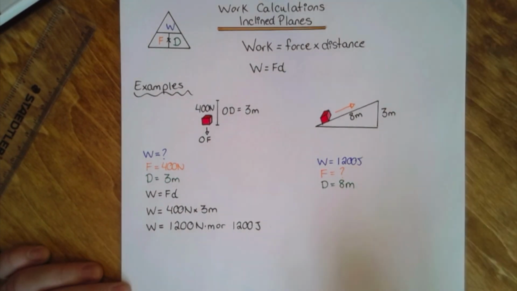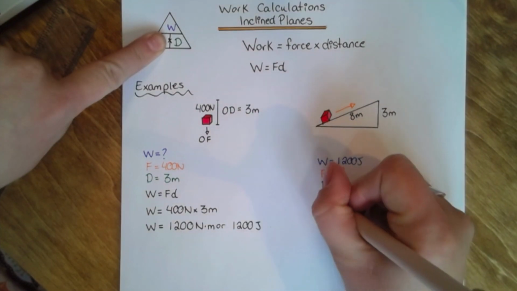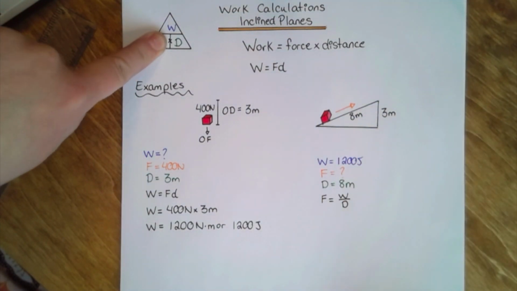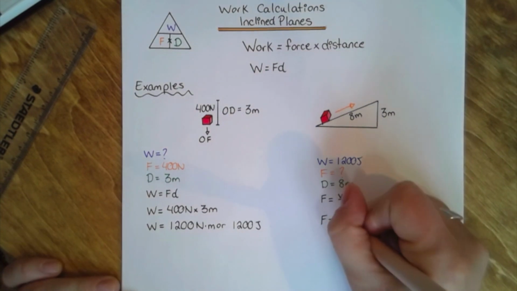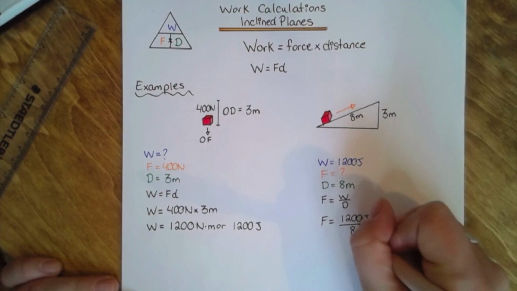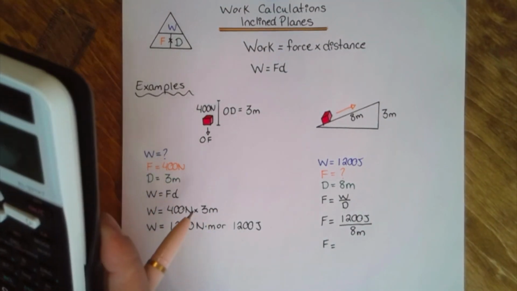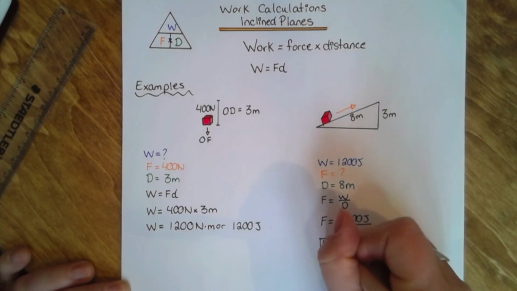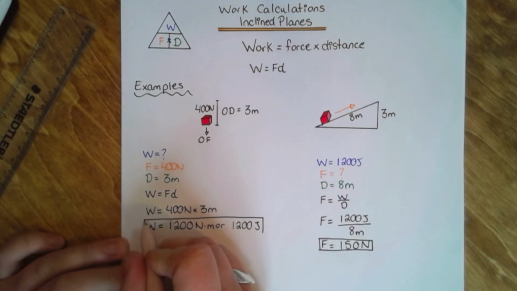Now we have to find our formula. Remember to cover what you're looking for. So if we're looking for force, our formula is force equals work divided by distance. Remember, the W on top means divide. So our force is going to be 1200 joules divided by the distance of 8 meters. You take your calculator, 1200 divided by 8, and our force is 150 newtons. Okay?